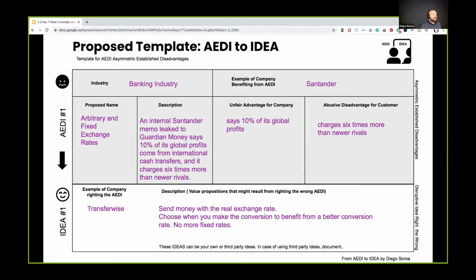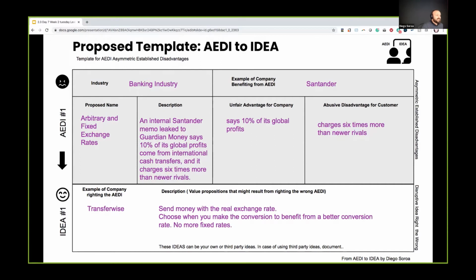When we are filling in these abusive disadvantages, or when we're trying to identify an AEDI, let's make sure that it's something really unfair or not transparent, and it's arbitrary. Okay, there is no reason besides the profit of the company for doing so. And here on the bottom part, we have an example of a company righting the AEDI. Sometimes you will find companies that are correcting this situation. Some other times not.